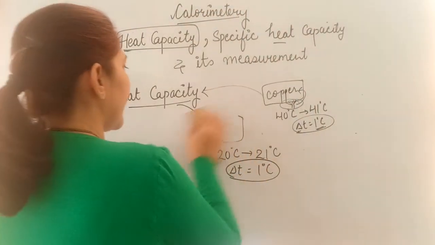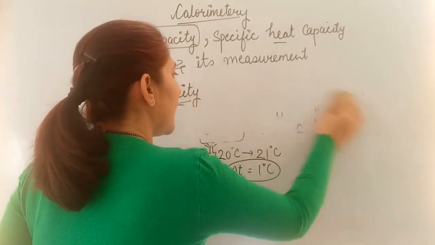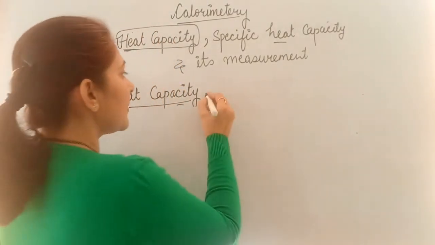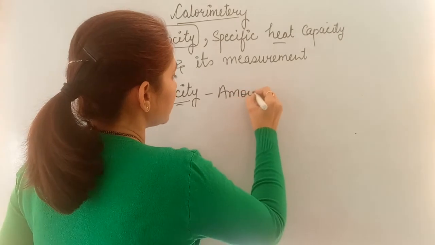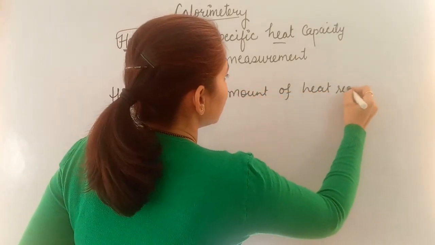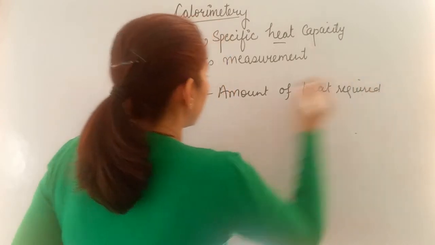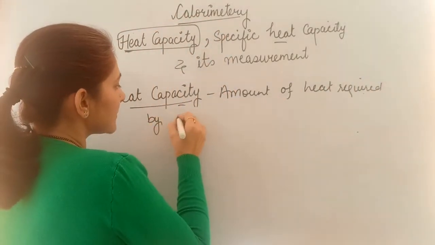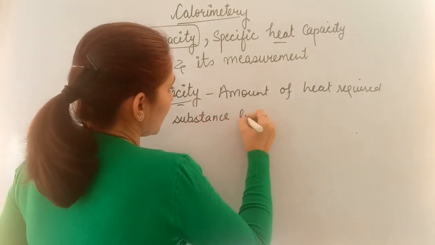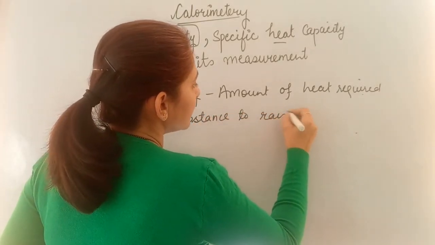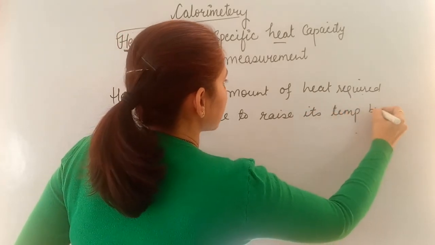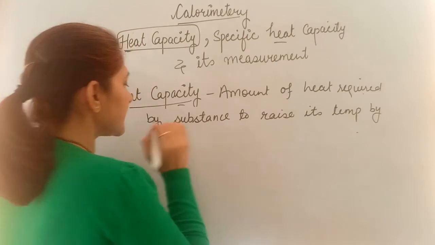So I hope we can define heat capacity from here. How can we define it? Heat capacity is the amount of heat required by a substance or any body to raise its temperature by 1 degree Celsius.